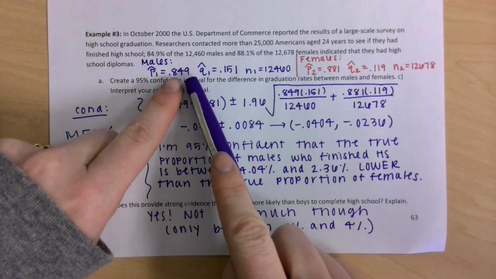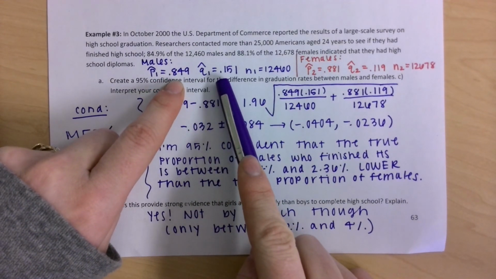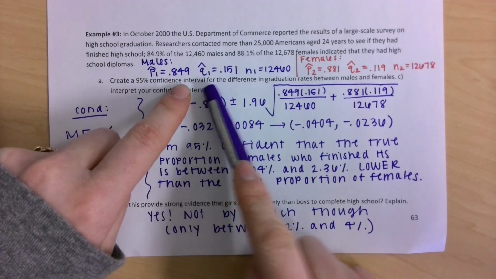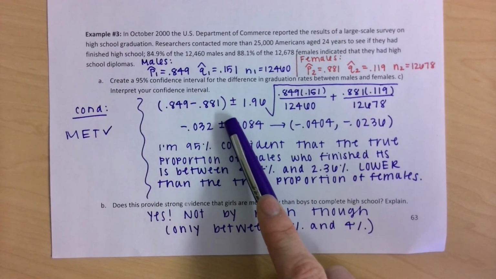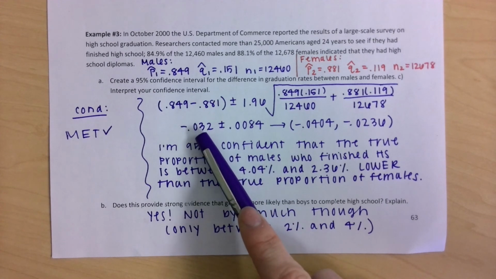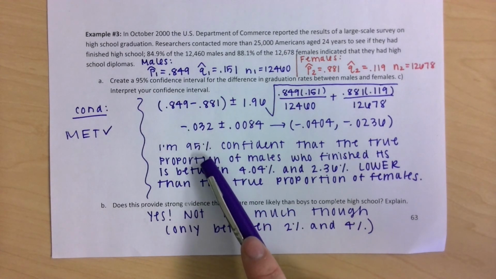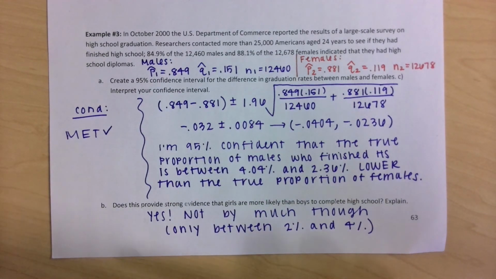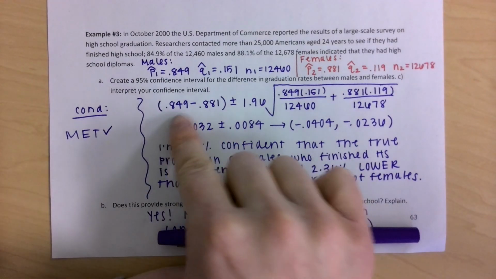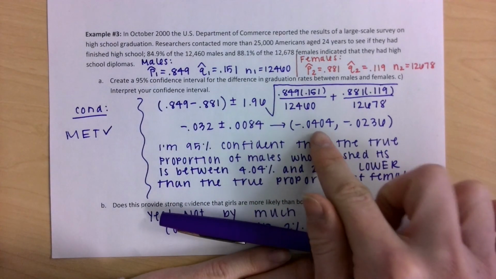All right, here is my answer for example 3. Hopefully you started out with writing your variables, p-hat 1 and p-hat 2. I was looking at males first and then females. I kept that order as I was doing my confidence interval. You might have this switched if you were looking at females first, and that's totally fine. Just keep in mind that your interpretation will be opposite.